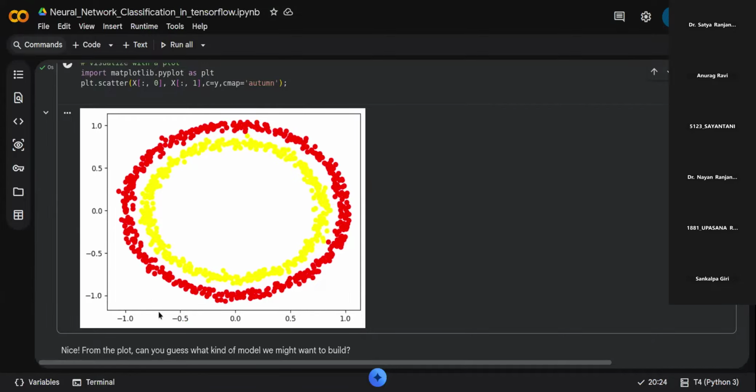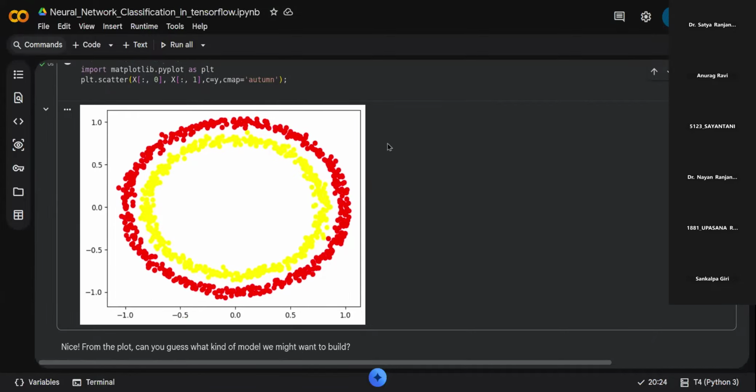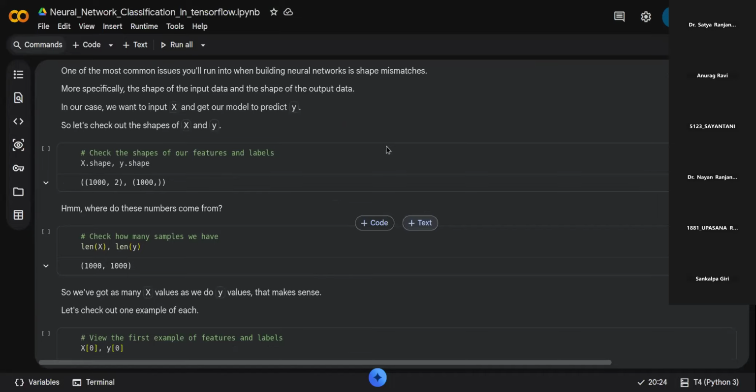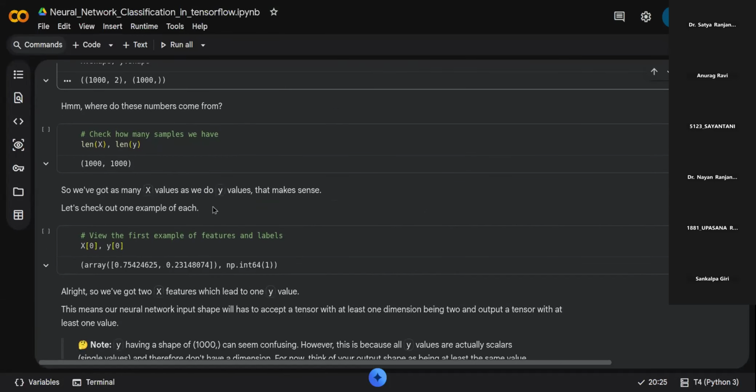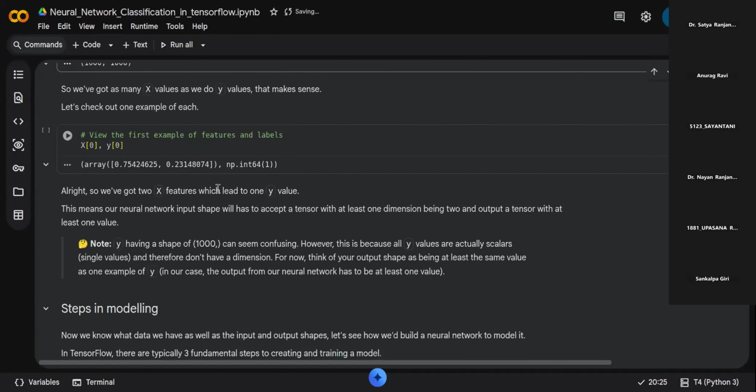Otherwise, it will try to always fit a straight line. Let's see how it is doing. First, I am segregating X and Y. Here X has two features, 1000 rows, two features. Y has only 1000 values. This is the length, 1000 are there.